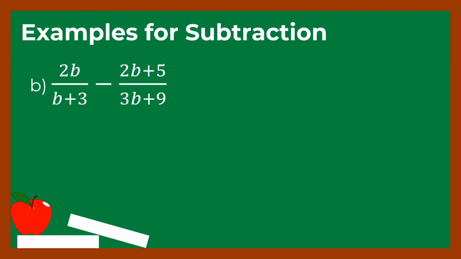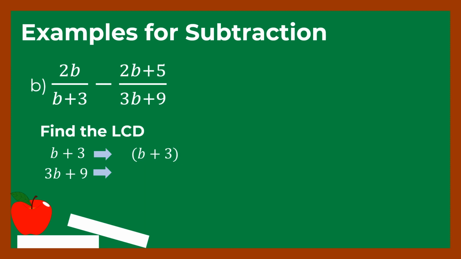We have 2b all over b plus 3 minus 2b plus 5 all over 3b plus 9. Since magkaiba yung denominator, ang gagawin natin is we will find the LCD. So we have denominators b plus 3 at denominator 3b plus 9. So yung factors nila is, ang factors ni b plus 3 is b plus 3, at yung factors ni 3b plus 9 ay 3 times the quantity of b plus 3.